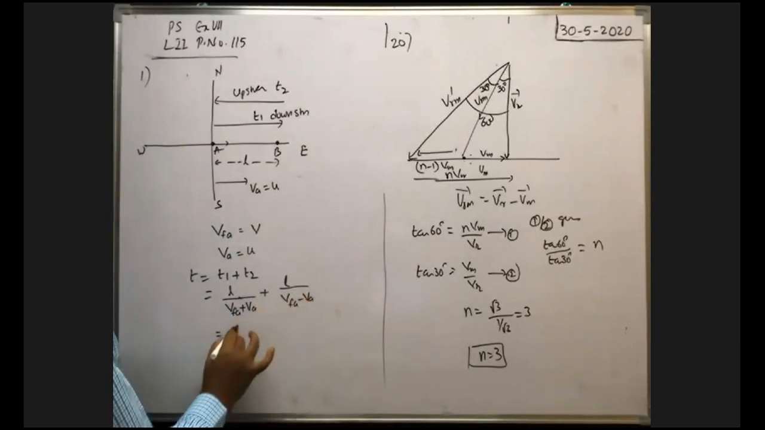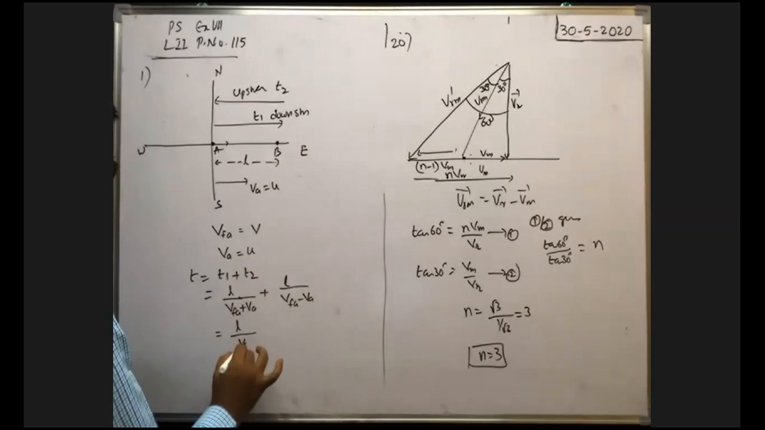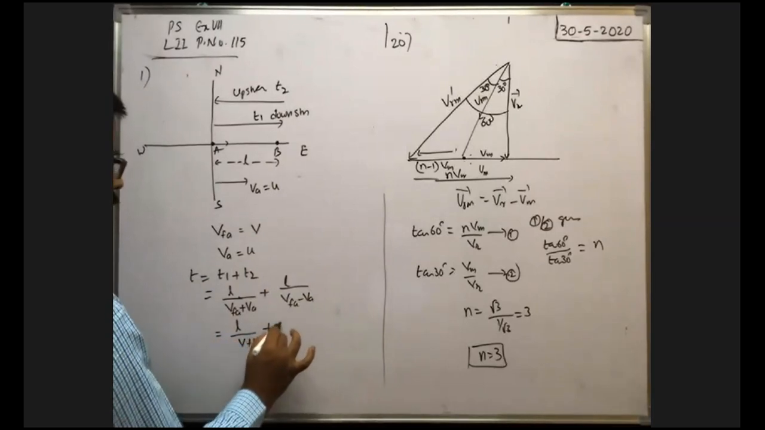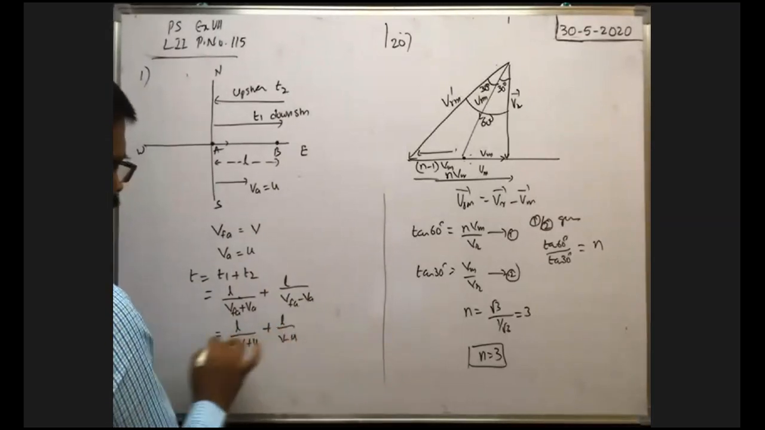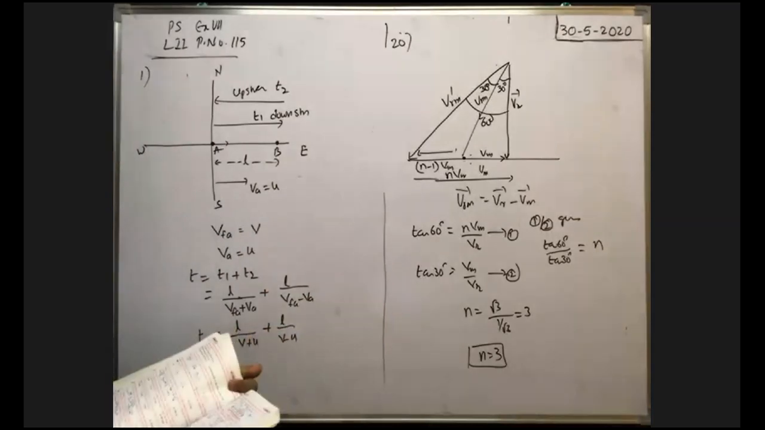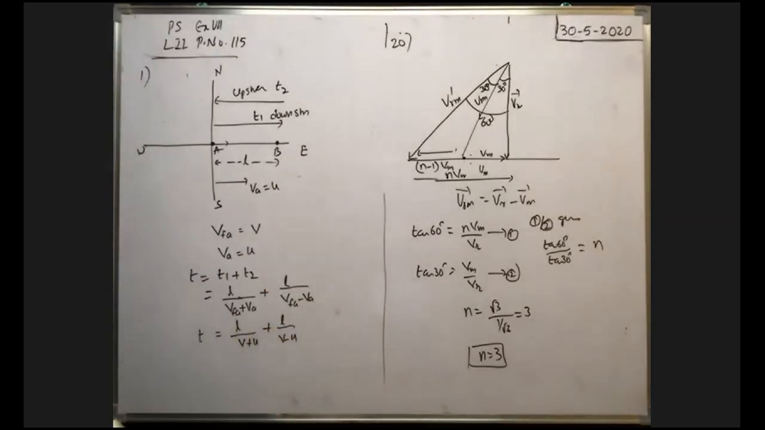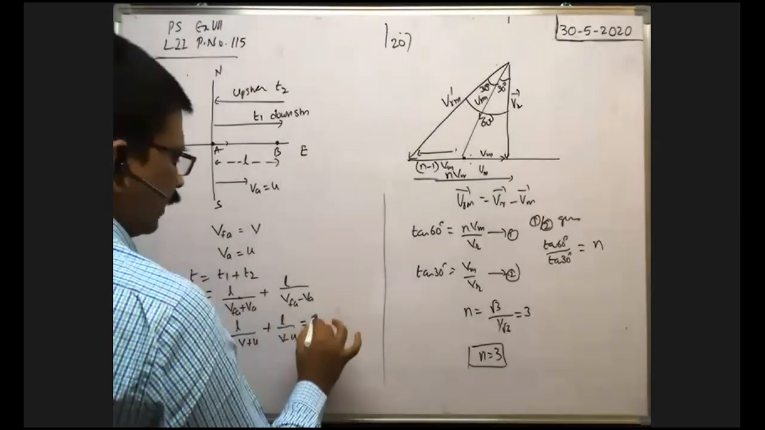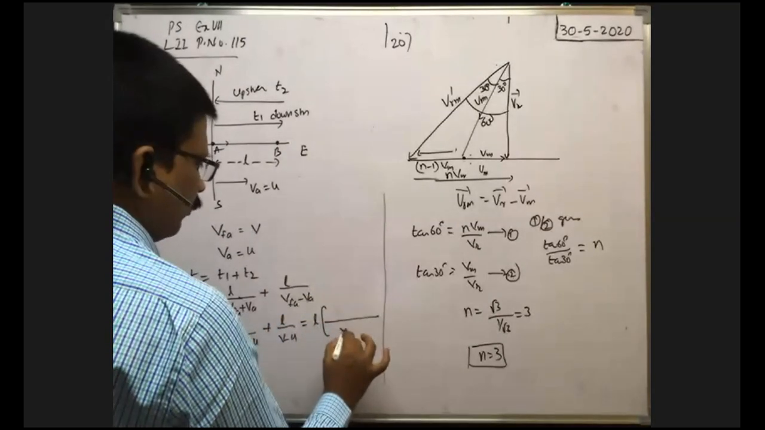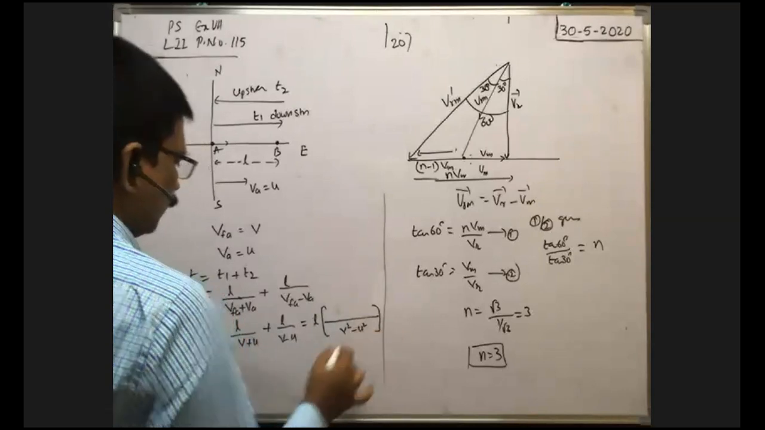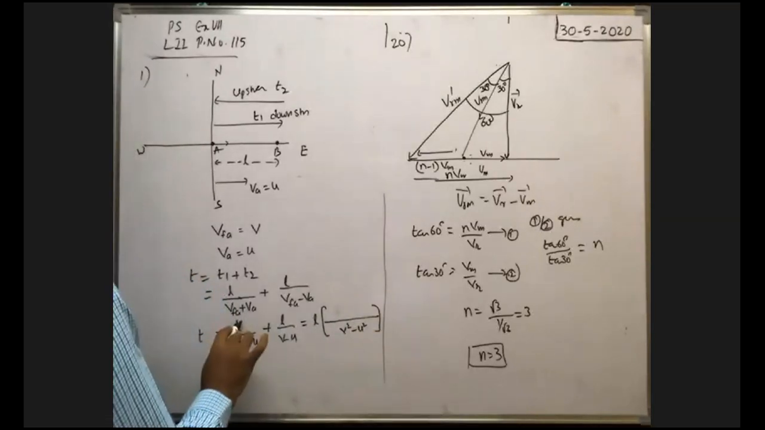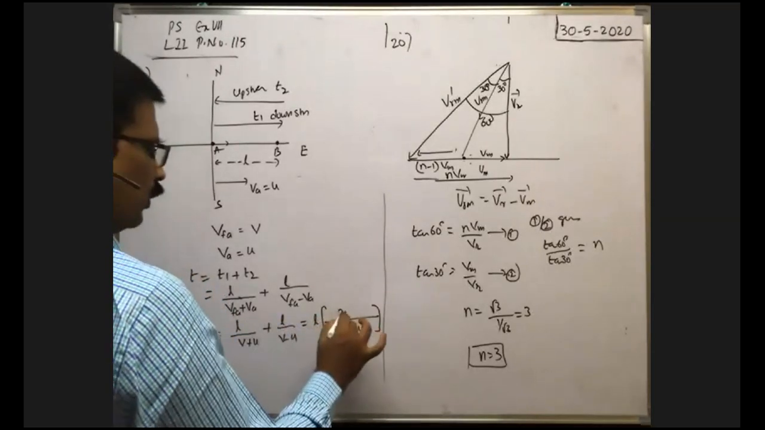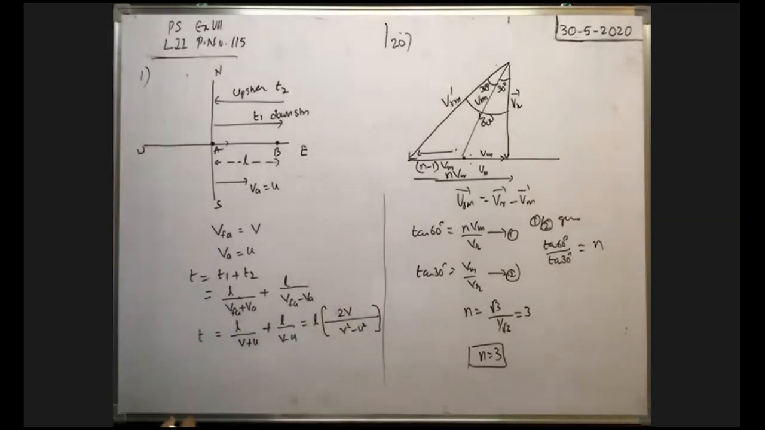You substitute the data. L by v of a, which is v, plus v a, which is u, plus L by v minus u. That is T, I think. So this is equal to, you take L common and take LCM. You will have v square minus u square. When you take LCM, v minus u plus v plus u, that means 2v you will get. 2v you will get.